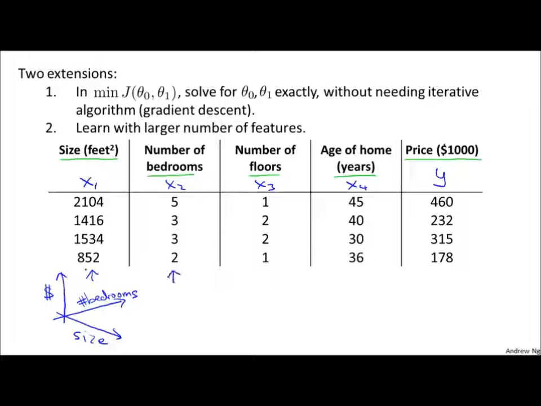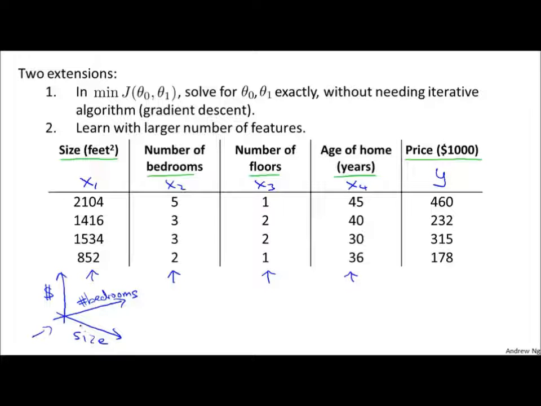My first 2 features, size and number of bedrooms. When we have these additional features, I just don't know how to plot all of this data, right? Because I need like a 4-dimensional or a 5-dimensional figure. I don't really know how to plot something more than like a 3-dimensional figure, like what I have over here.